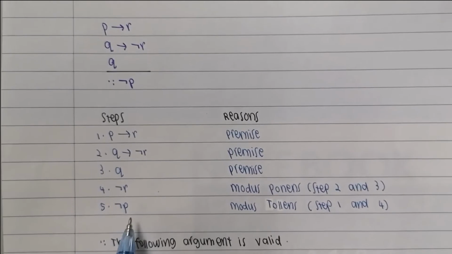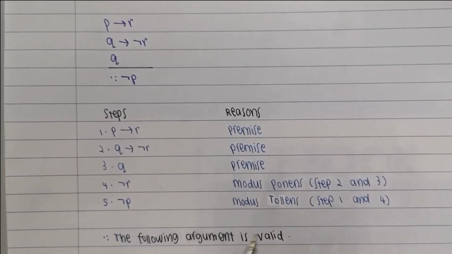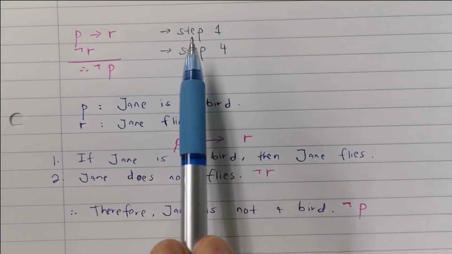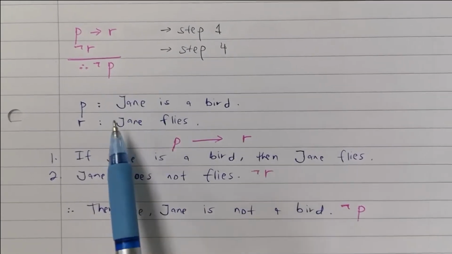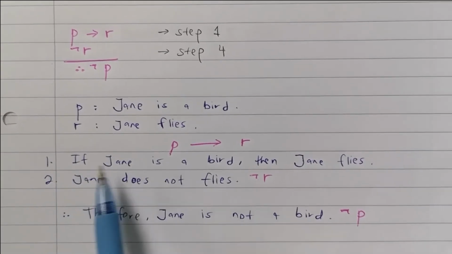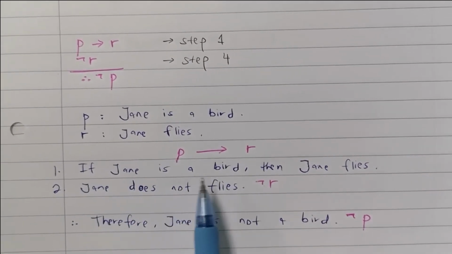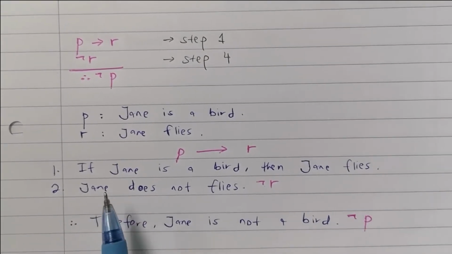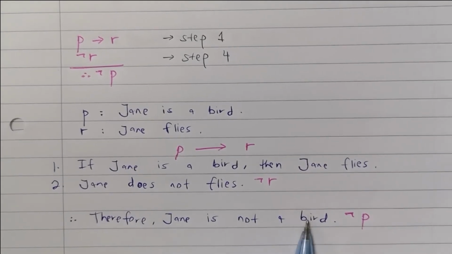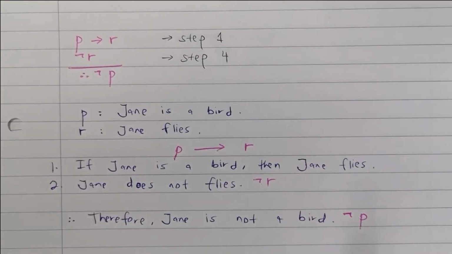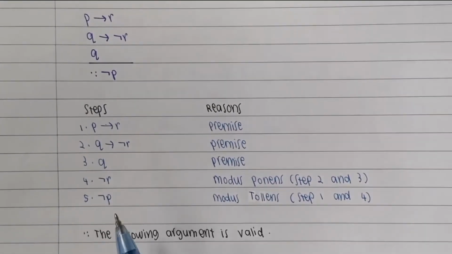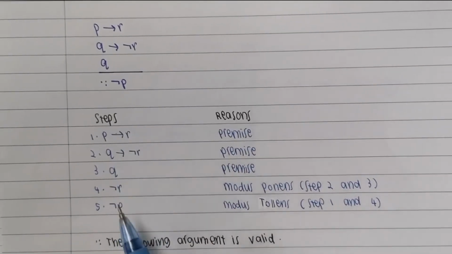In step 5, we get the conclusion not P by using the rule of modus tollens on step 1 and step 4. So this is step 1 and step 4. P, Jane is a bird. R, Jane flies. So the first statement, P implies R. If Jane is a bird, then Jane flies. The second statement, not R, Jane does not fly. Therefore, Jane is not a bird, which is not P. So the argument is valid since we get the same conclusion as the argument, which is not P.